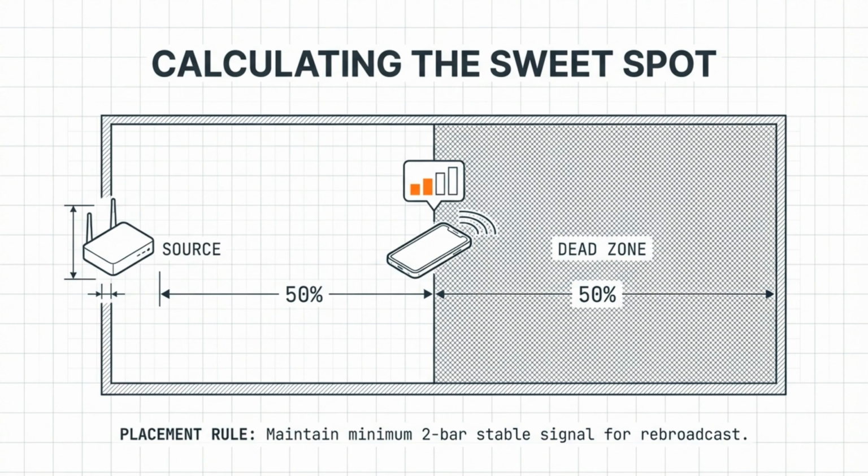To calculate the sweet spot, place the mobile device halfway between the source and the dead zone. The placement rule is to maintain a minimum 2-bar stable signal for the rebroadcast.